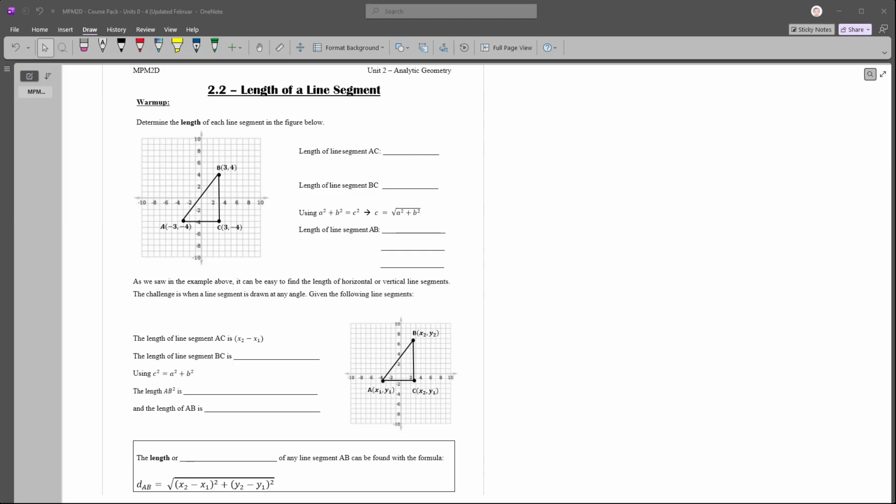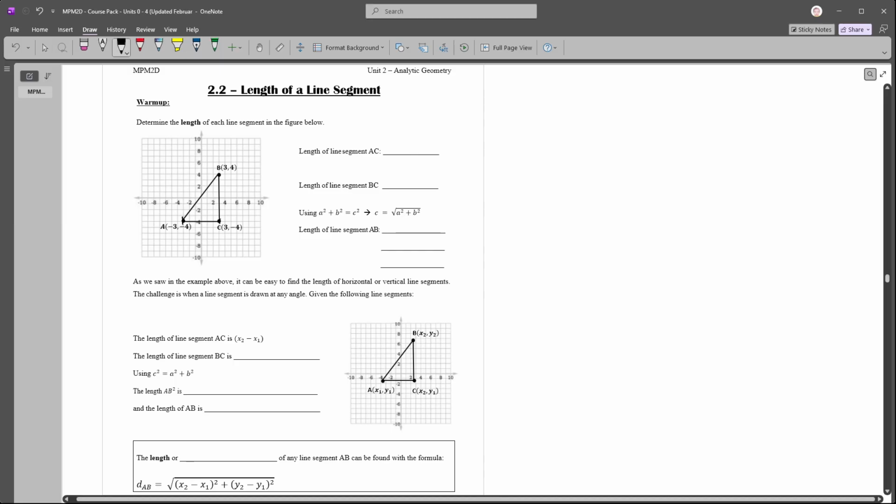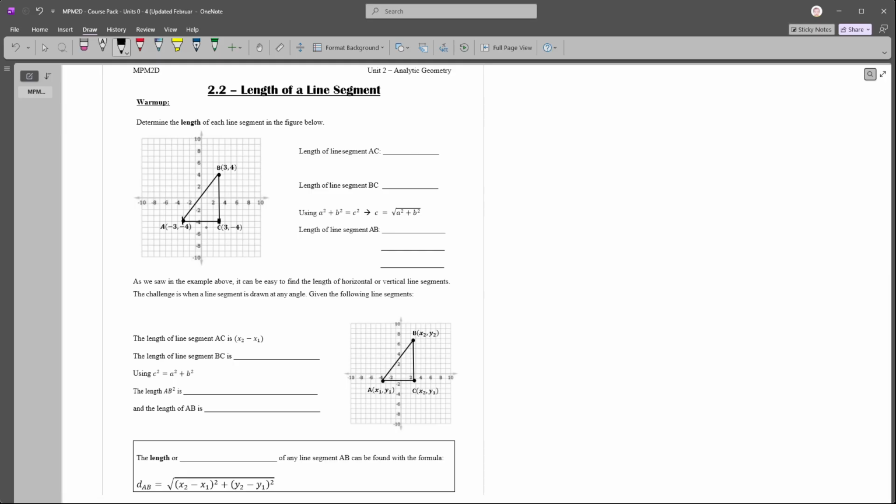First of all, this first piece is a little bit of an exploration. We want to determine the length of each line segment in the figure below, in this triangle. So we have a triangle A, B, C. Now, if I want to find the length of line segment AC, so the distance from A to C, the y value doesn't change. So really it's a straight line. So all I need to do is, what's the difference from our point here to our point here? Well, the only thing that's changing is the x components. So I need to find the distance between, which is just subtraction.